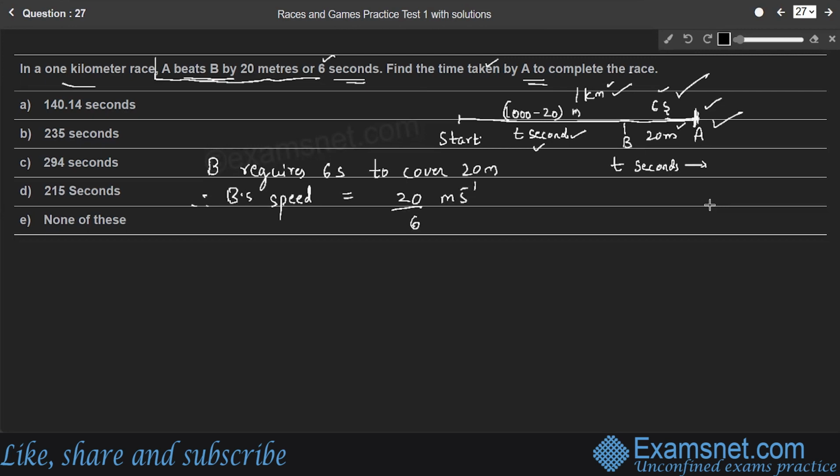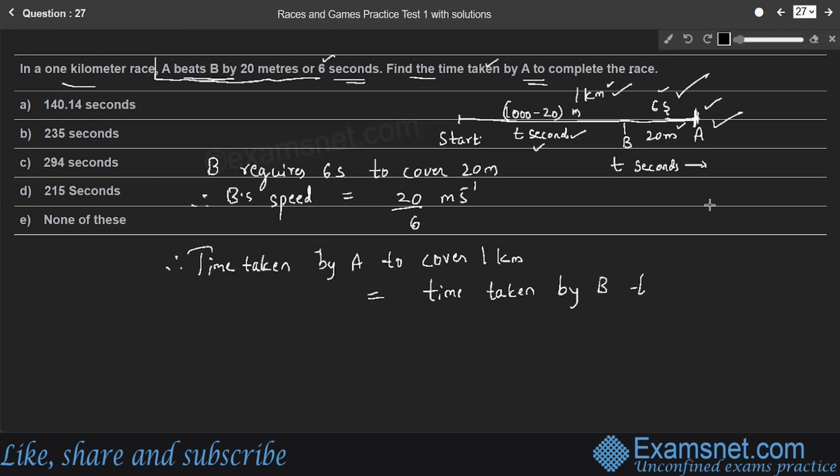Right? Therefore, come back to the question. The time taken by A to complete the race, meaning to cover 1 kilometer, is equal to the time taken by B. Right? The time taken by A is equal to the time taken by B to cover a different distance, right? So to cover 1000 minus 20, which is 980 meters of distance.